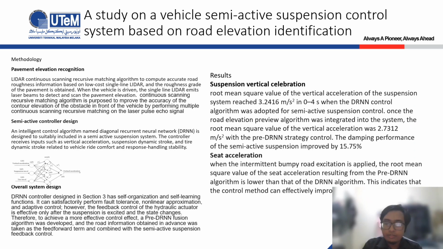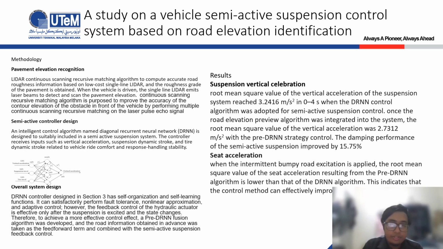So for the discussion on my study on this paper, for the methodology, it has 3 components. That is pavement elevation recognition, semi-active control design, and also overall system design. So the pavement elevation recognition uses a LiDAR continuous scanning recursive matching algorithm to compute accurate road roughness information based on low cost single line radar, and the roughness grade of the pavement is obtained.